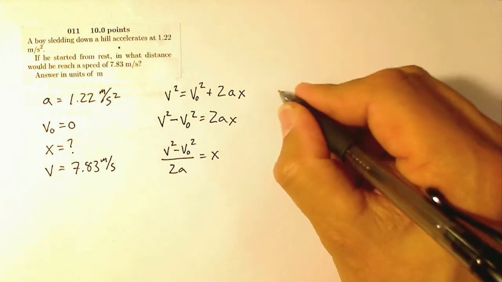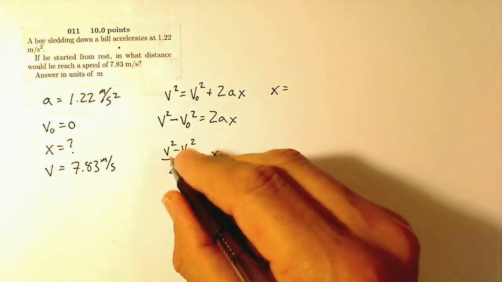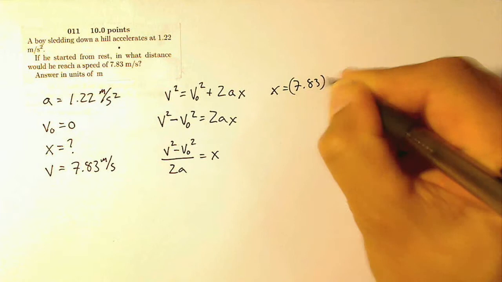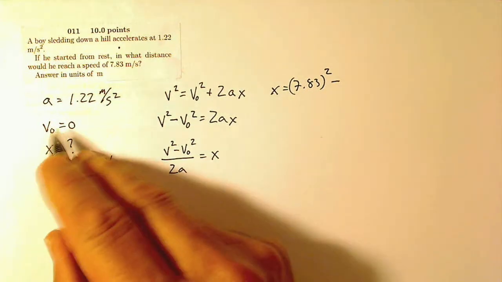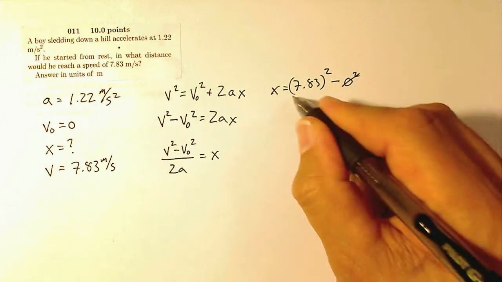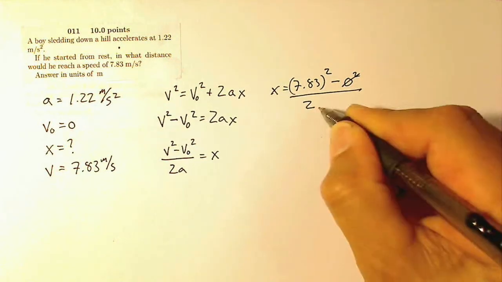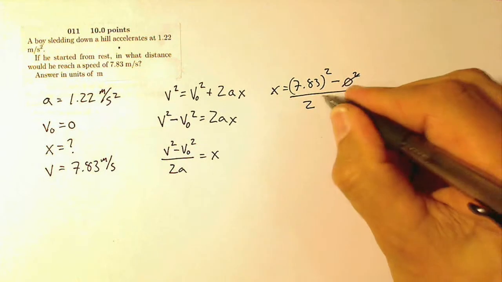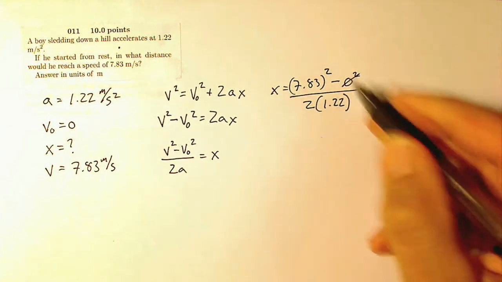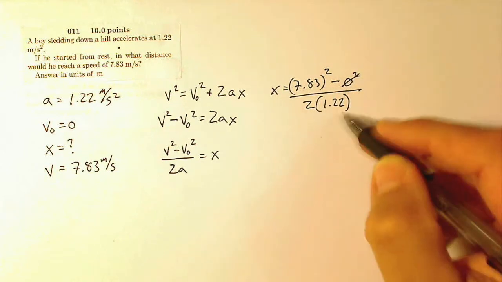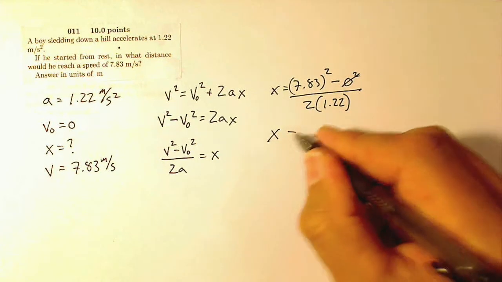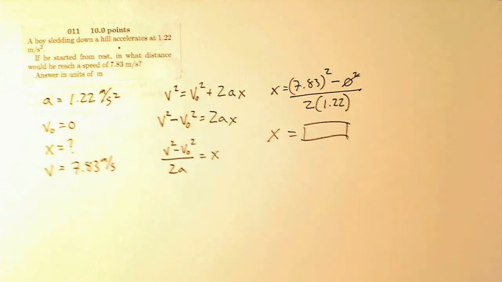So now my displacement is my final velocity squared, that's 7.83 squared, minus my initial velocity squared, well that's 0 squared, so I don't worry about that, divided by twice my acceleration, and my acceleration is 1.22 meters per second squared. When I do this math, 7.83 squared divided by 2 times 1.22, I will get myself a displacement, and that's the number I'm looking for.